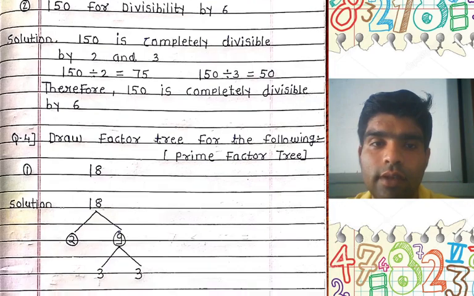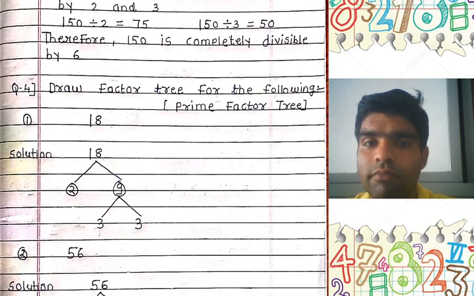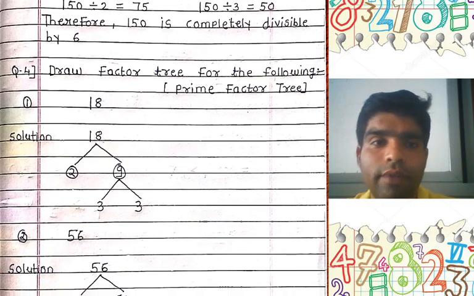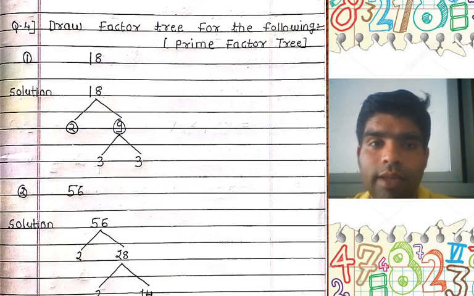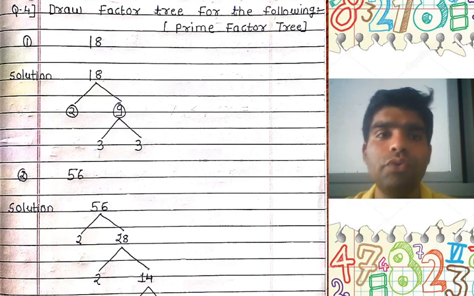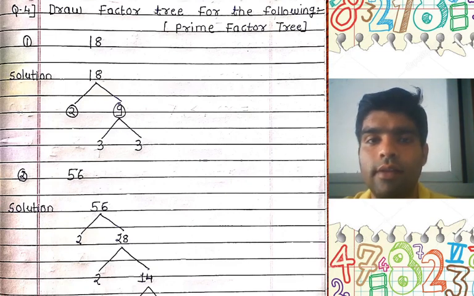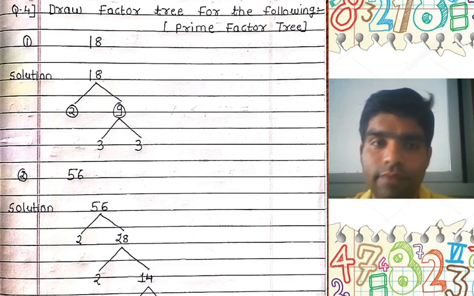Now next, draw the factor tree for the following examples, a prime factor tree type. The first example is 18 and the second example is 56. The solution of the first example: first of all, we have to draw the tree for 18. It means we need prime numbers. What is a prime number? 2 and 3 are prime numbers, because they have only 2 factors, 1 and itself.